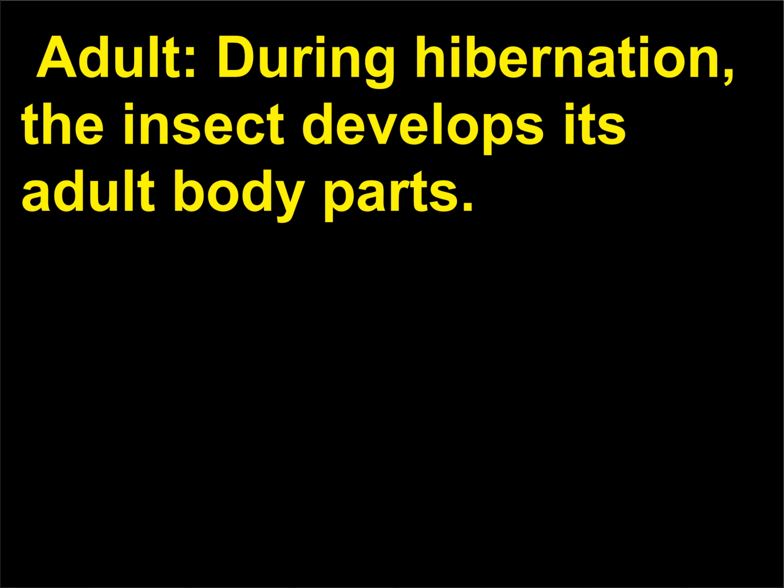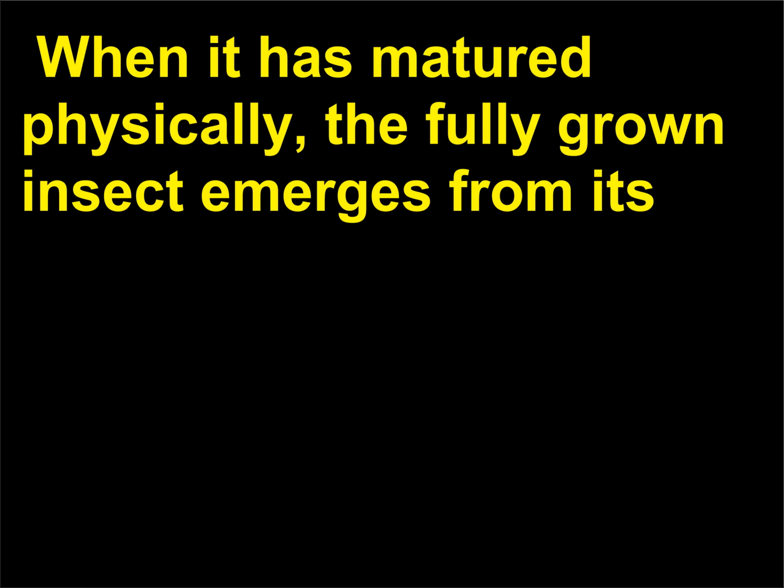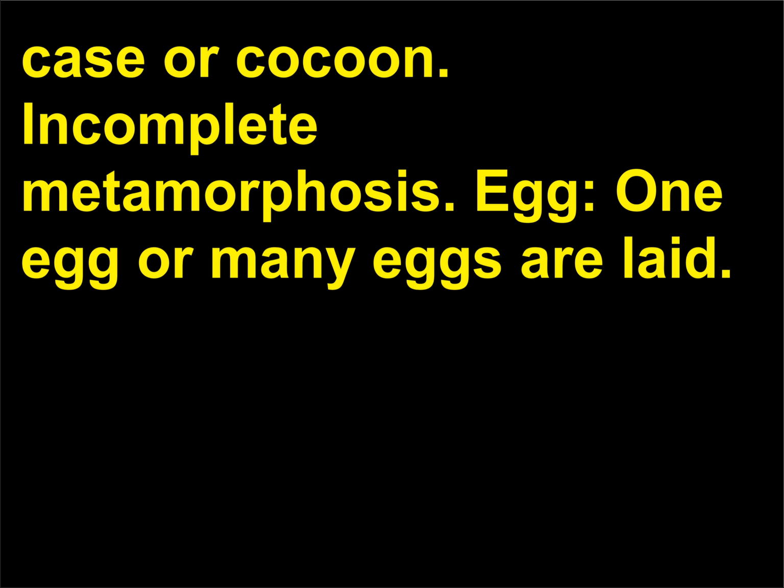Adult. During hibernation, the insect develops its adult body parts. When it has matured physically, the fully grown insect emerges from its case or cocoon.